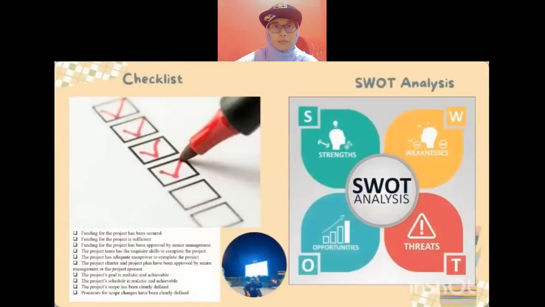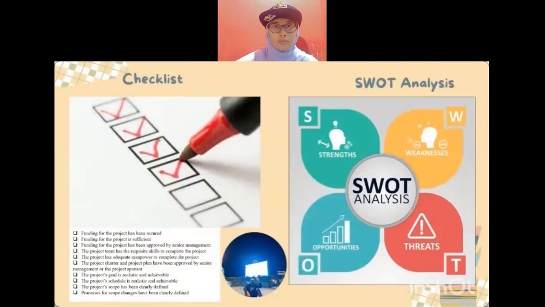Next, we are going to proceed with the checklist and SWOT analysis. As a person, you must have a checklist to ensure that the tasks that you have managed should be done in a complete time of your framework. So first thing first, of course, the funding for the project has been secured, funding for the project is sufficient, funding for the project has been approved, and so on. So basically, you must make sure that every checklist has been ticked to make sure that it has been completed.